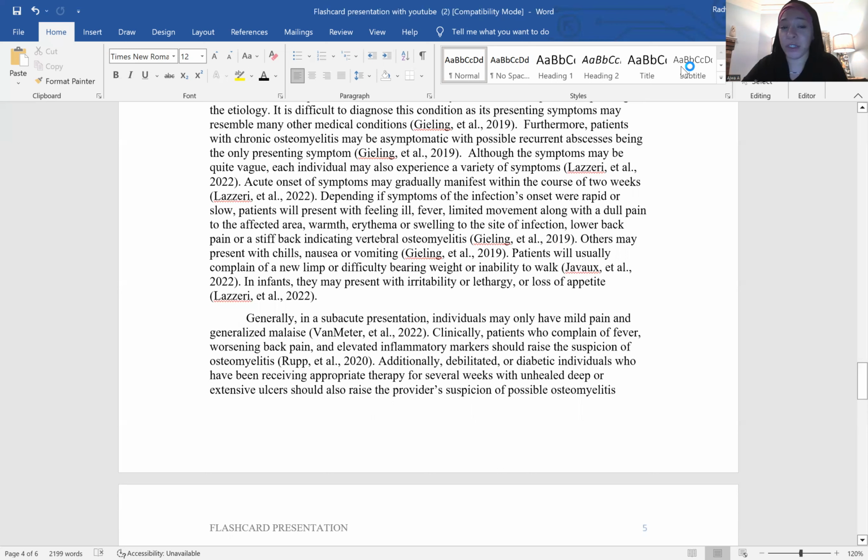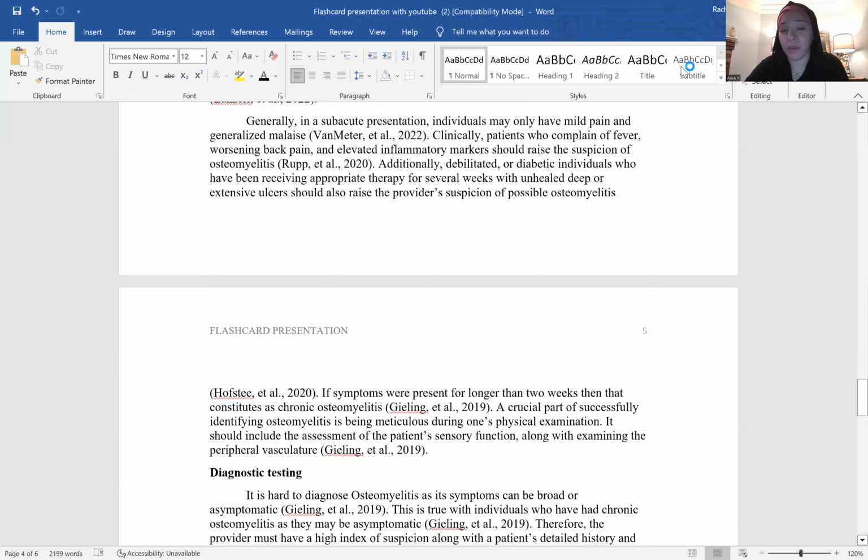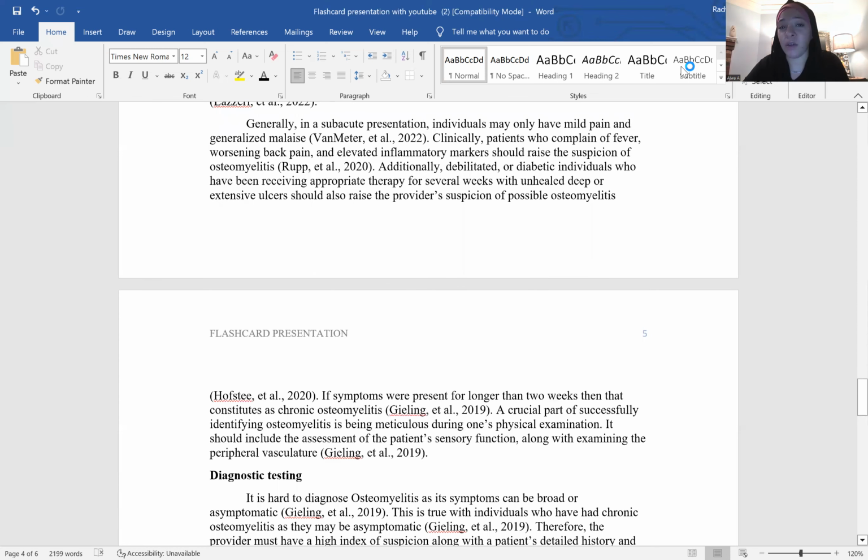Others may present with chills, nausea, or vomiting. Patients will usually complain of a limp or difficulty bearing weight or inability to walk. In infants, they may present with irritability, lethargy, or loss of appetite. Generally, in a subacute presentation, individuals may only have mild pain and generalized malaise. Clinically, patients who complain of fever, worsening back pain, and elevated inflammatory markers should raise the suspicion of osteomyelitis.